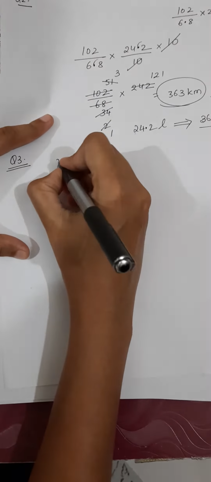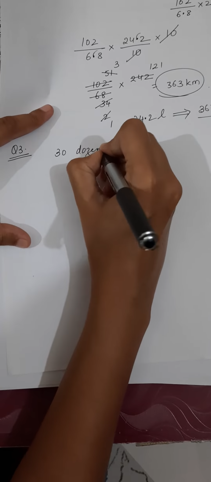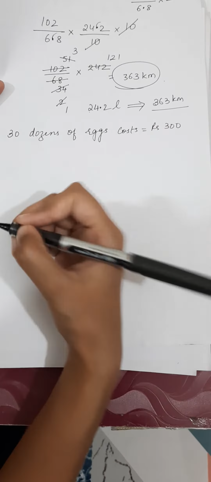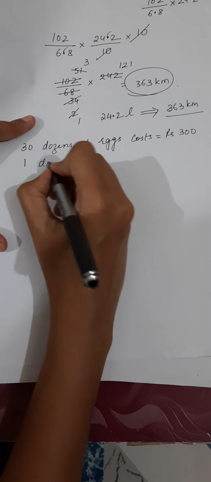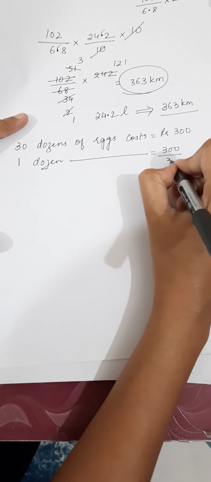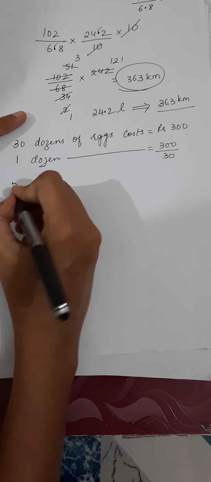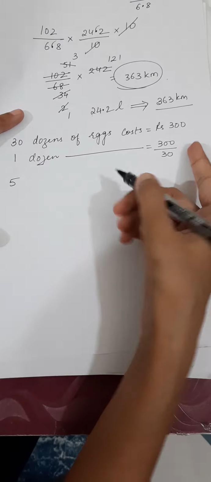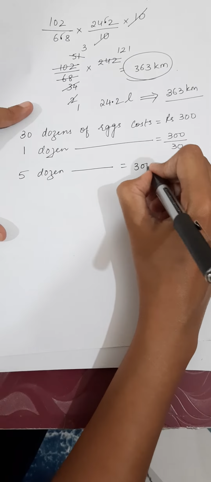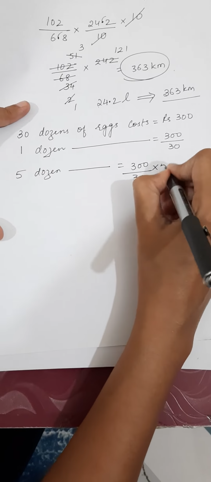See, 30 dozens of eggs cost how much? Rupees 300. Then I will get to know the cost of 1 dozen of eggs. So 300 upon 30, and I have to find for 5. If I get to know for 1, I am going to find for 5, that means for many I am going to find. So 300 upon 30 multiply by 5.